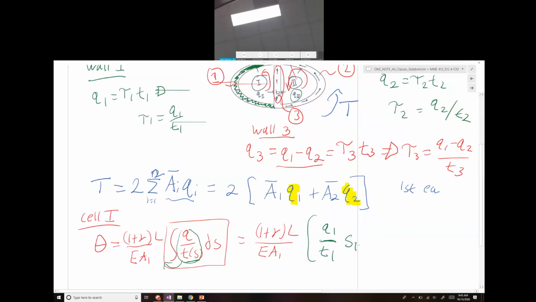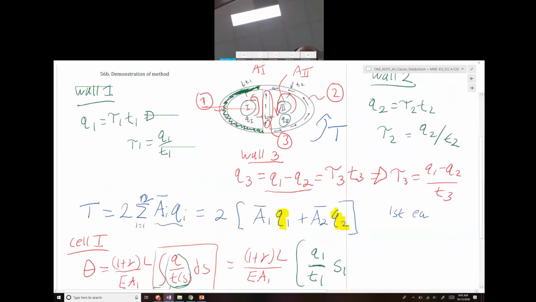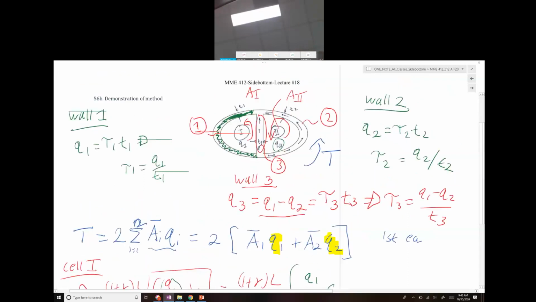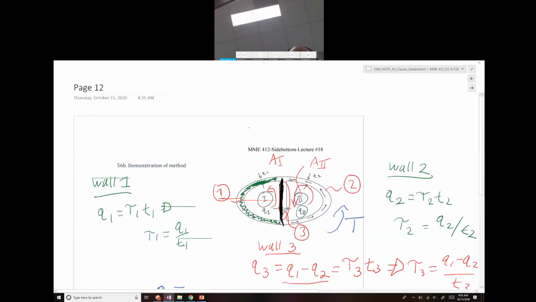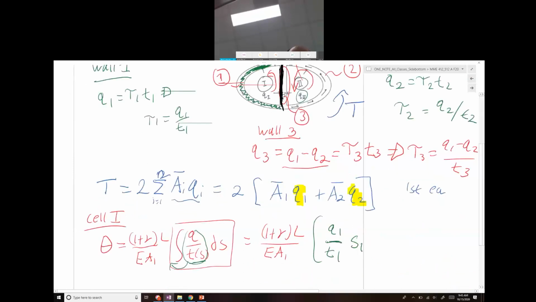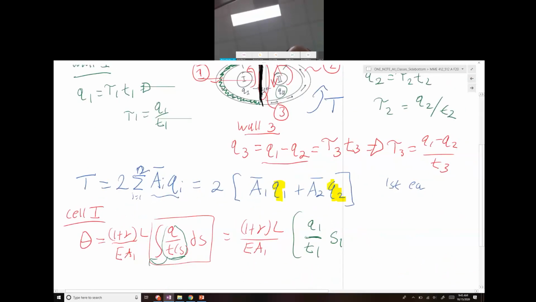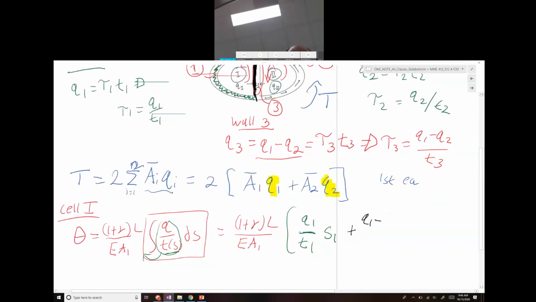And then the second part, the remaining part of the cell, goes along the inside of the wall, or along the inner part of the tube. The shear flow over that part of the tube would be equal to Q1 minus Q2, which is the net shear flow over that region, divided by T3, times S3.